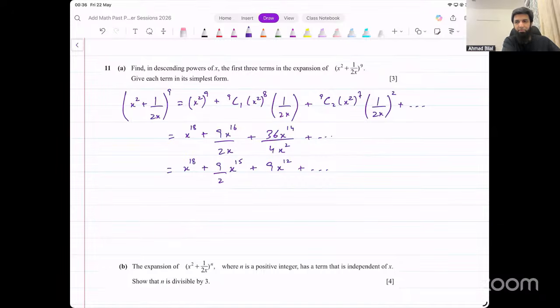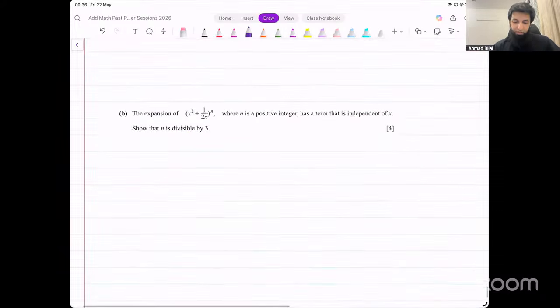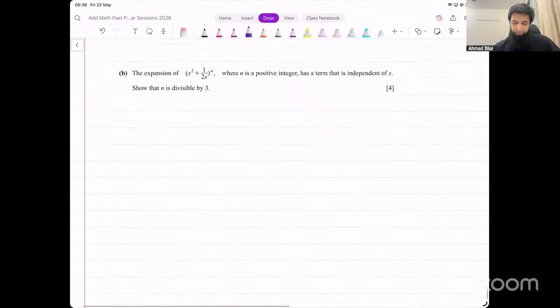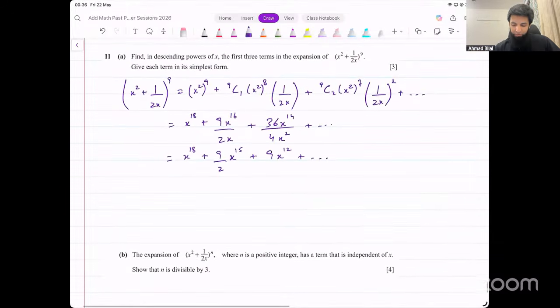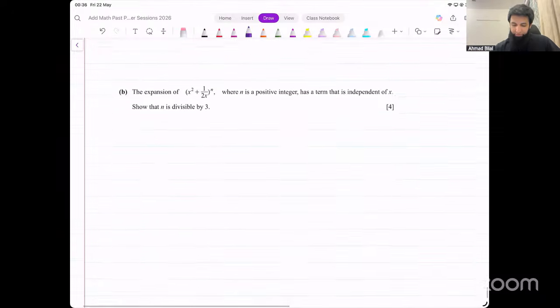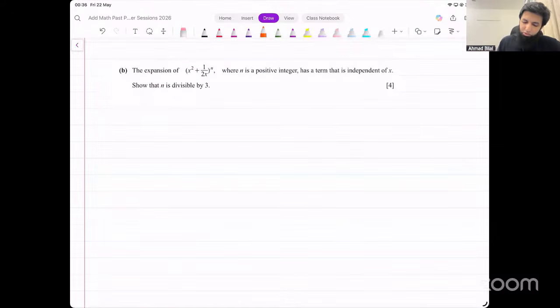Okay, that's what we were looking for. That's our final result. Easy 3 marks. Now they're saying the expansion of (x squared plus 1 over 2x) whole power n. This was (x squared plus 1 over 2x) whole power 9. Where n is a positive integer, has a term that is independent of x. Show that n is divisible by 3.